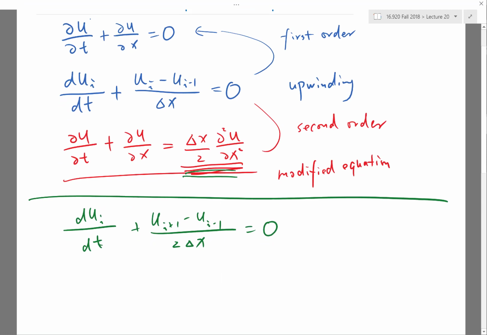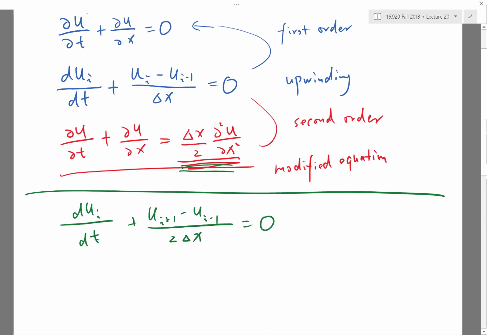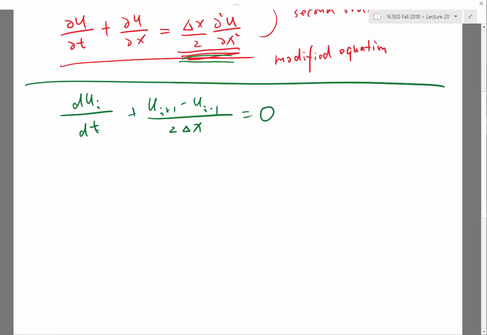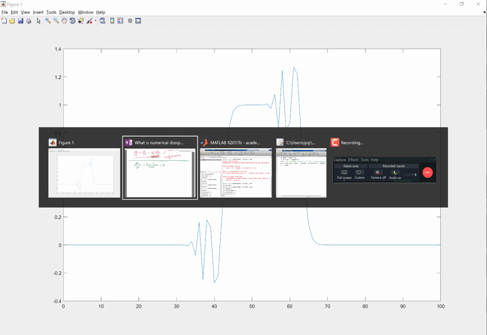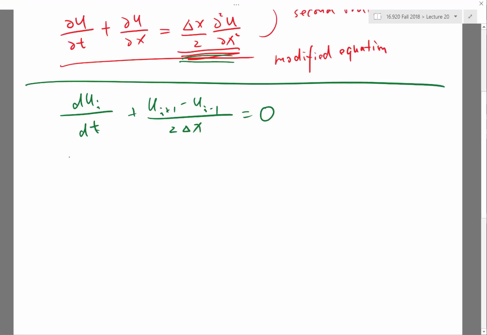Now let's perform modified equation analysis to see if we can gain some information from such analysis. And it will turn out that the additional term that comes out of the modified equation analysis points to what's called numerical dispersion, as opposed to dissipation. Okay, let's start the analysis.